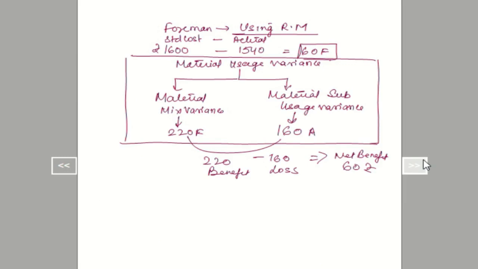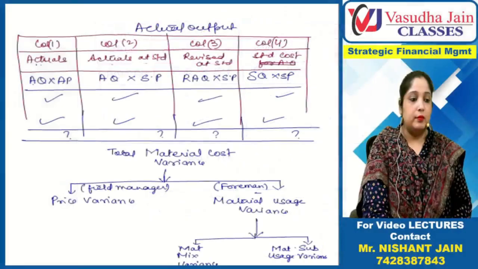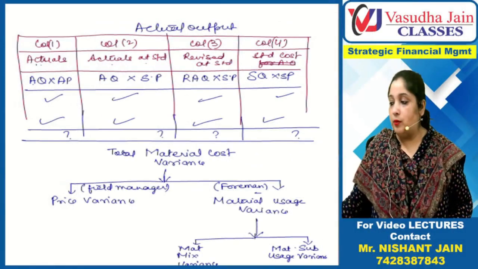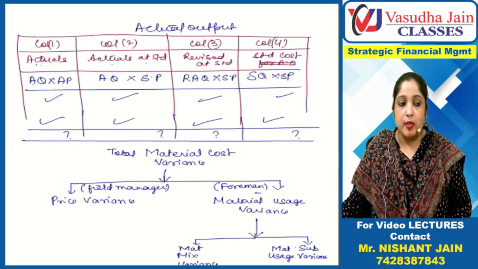This is the next sheet. Please write down. Then I'm changing the sheet. It is not visible. Yes, please write down. In the end, it is written material mix variance. Then on the next page, pause the screen and write down.